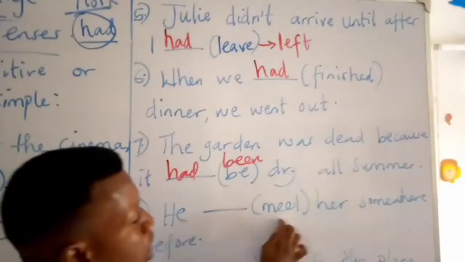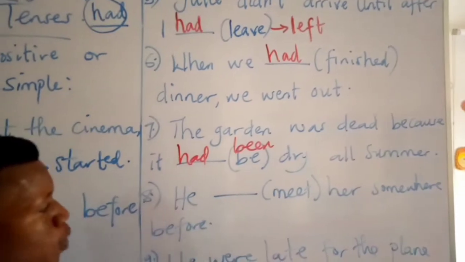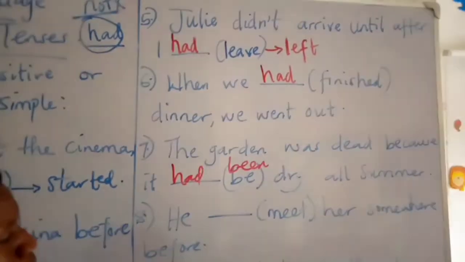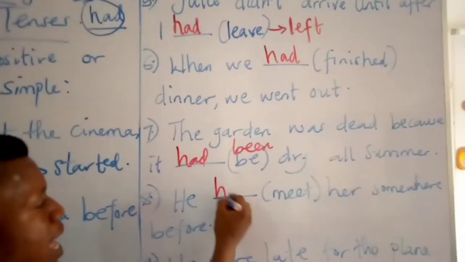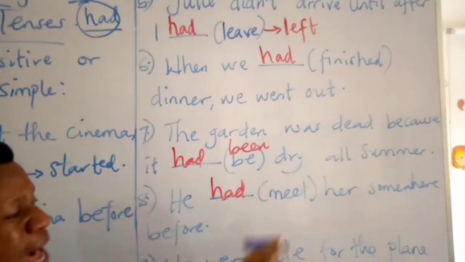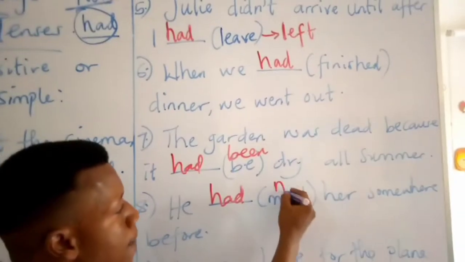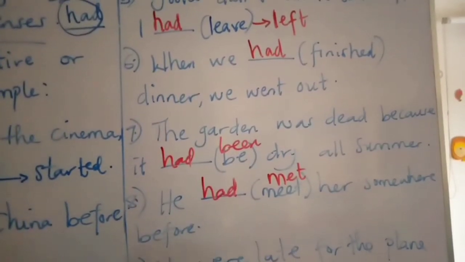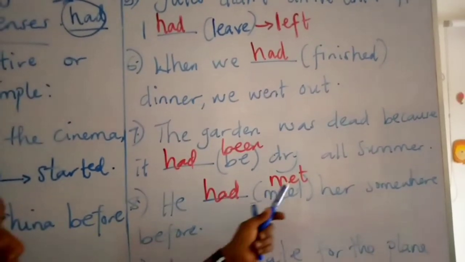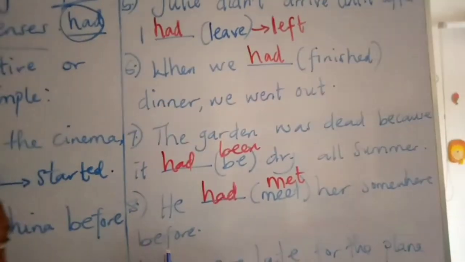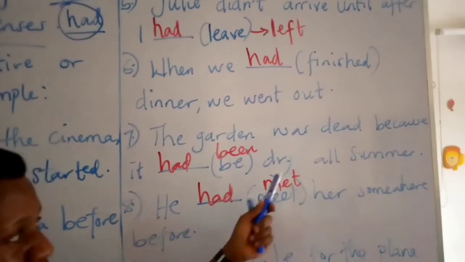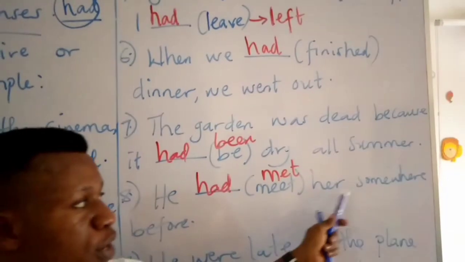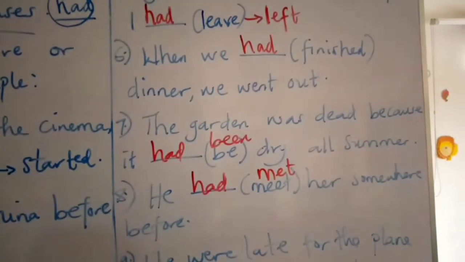Number 8, he dash meet her somewhere before. He had, the past tense for meet, met. Hope you know this. Good. He had met her somewhere before. The past tense for meet is met.